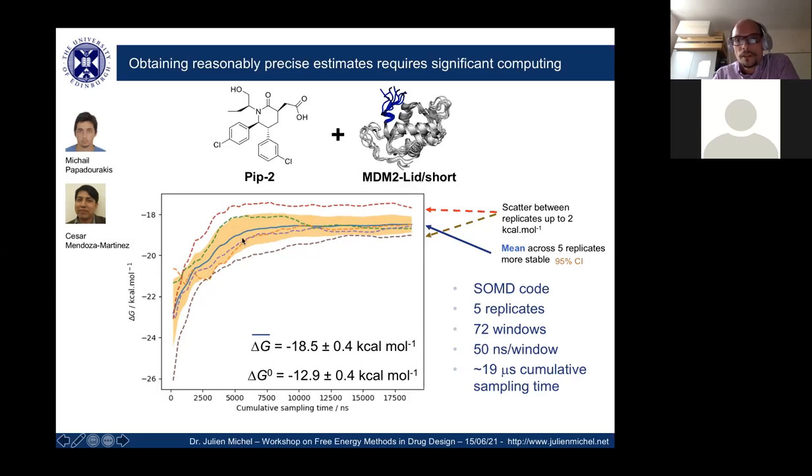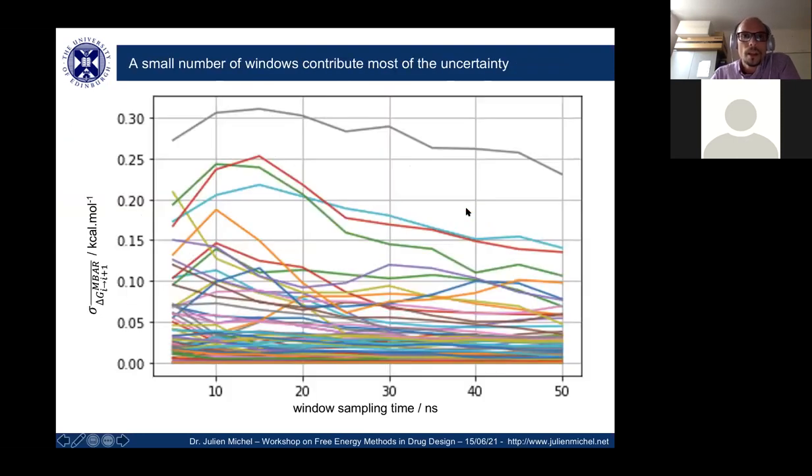Now, the mean is a little bit more stable, the solid blue line. And so it does show running multiple replicates helps a little bit. But to get about half a kcal per mole of uncertainty in your estimate, you need almost 20 microseconds of cumulative sampling time. So that does limit throughput. Now, if you analyze this a bit more closely, what you find out is that the computational burden is very uneven in this calculation.